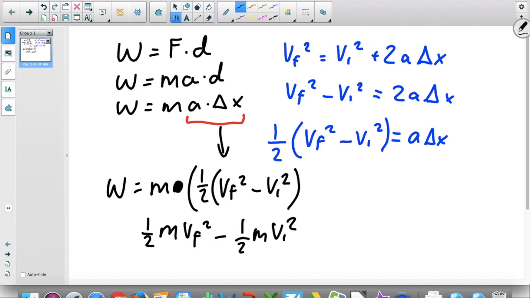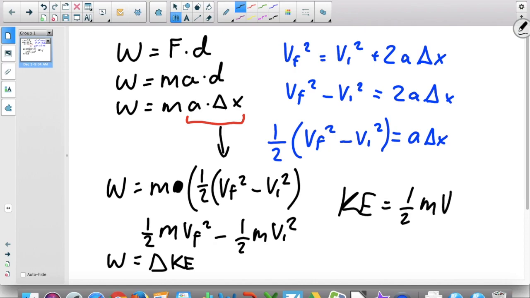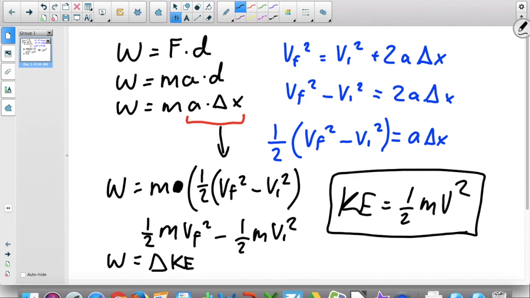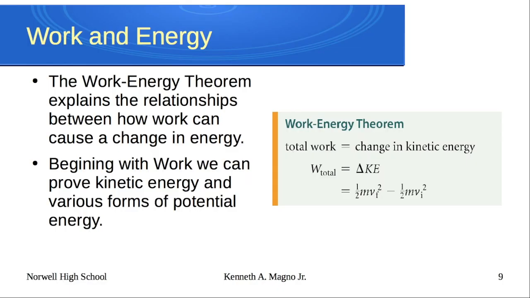As we can see, the work will be equal to a change in what we're going to call kinetic energy. We're going to define KE at any given point in time as 1/2 mv squared. That's going to be a really key piece for us as we go through this, trying to understand different types of energy. So now we know what kinetic energy is.